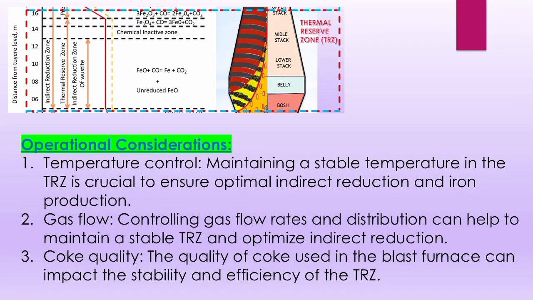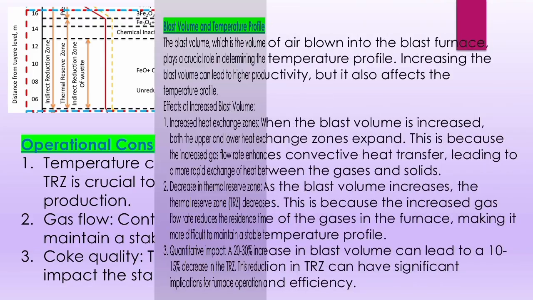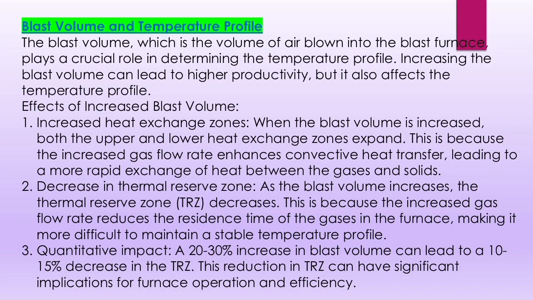Operational considerations. 1. Temperature control. Maintaining a stable temperature in the TRZ is crucial to ensure optimal indirect reduction and iron production. 2. Gas flow. Controlling gas flow rates and distribution can help to maintain a stable TRZ and optimize indirect reduction. 3. Coke quality. The quality of coke used in the blast furnace can impact the stability and efficiency of the TRZ.